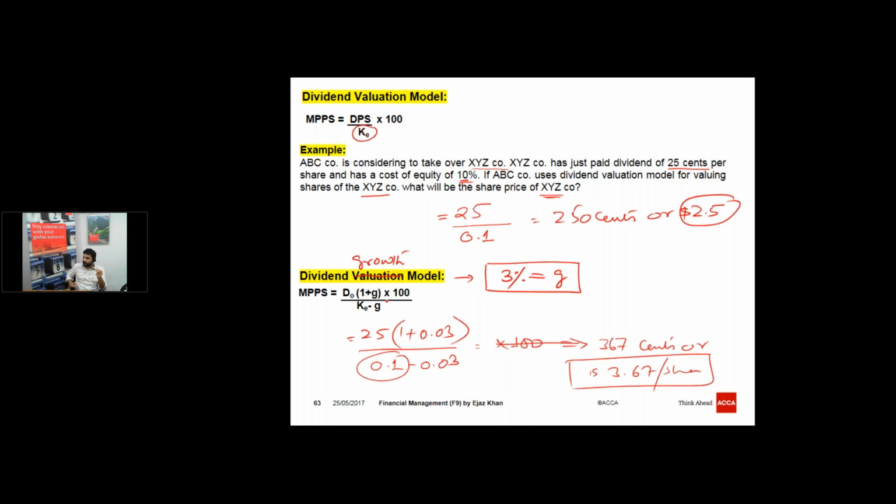Why CAPM? Because we don't have any other model left. There were two models of calculating cost of equity. We had the dividend growth model and we have the CAPM model. We are using the dividend growth model already for calculating the price. So the only model we are left with for calculating the cost of equity is the CAPM model.